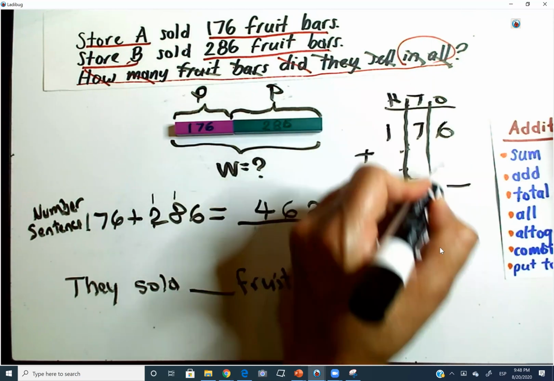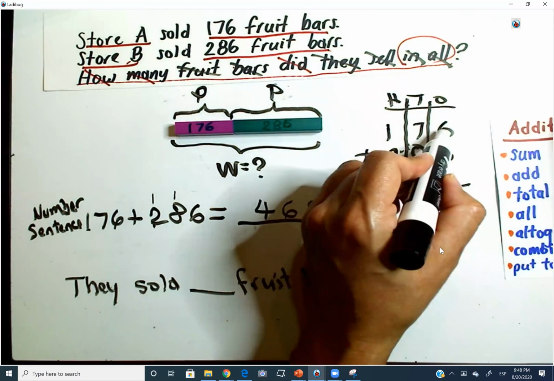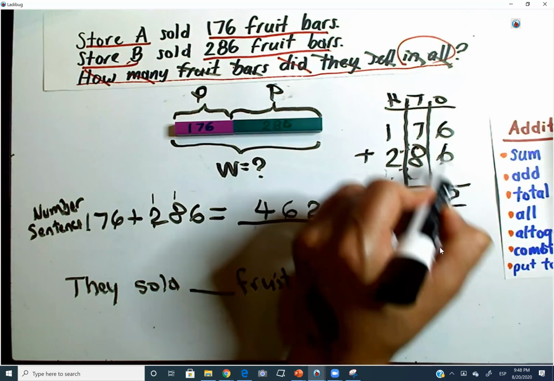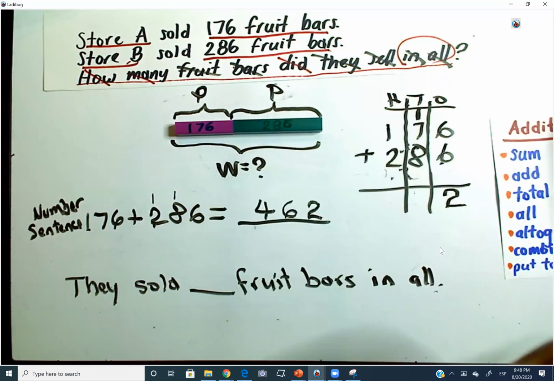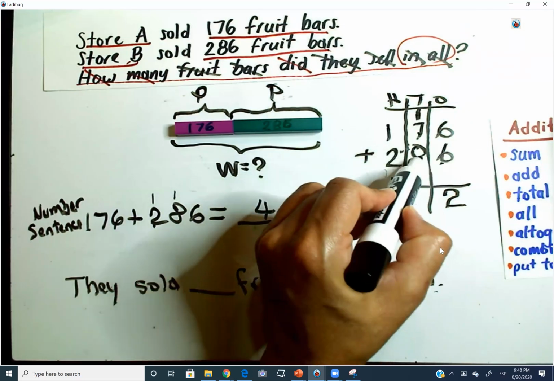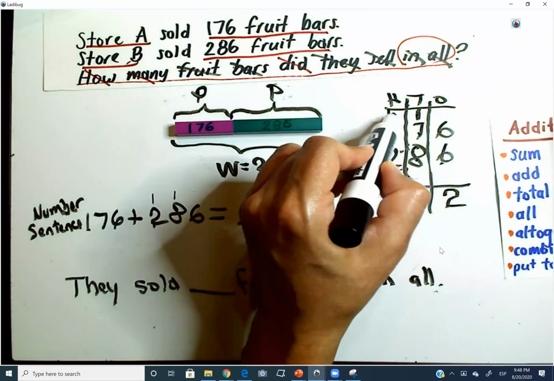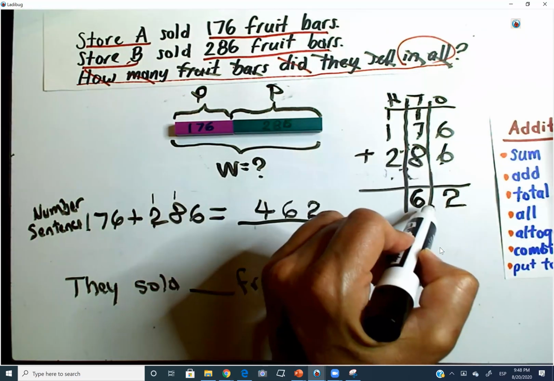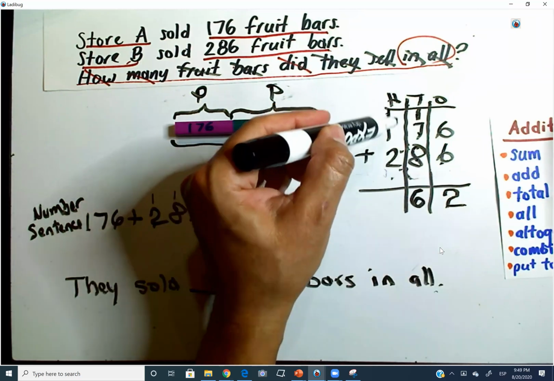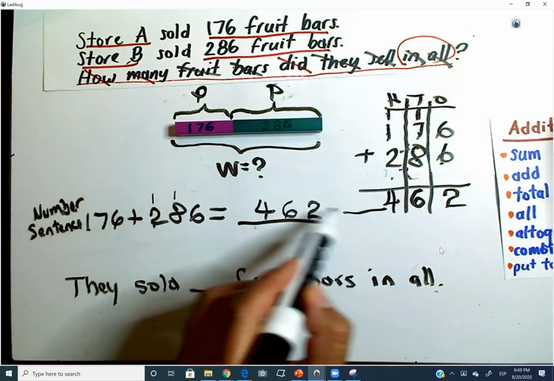176 plus 286. Now 6 plus 6 makes 12. The 2 in the ones and the 1 in the tens. Now 1 ten plus 7 tens is 8 tens, plus 8 tens is going to make 16. The 6 here and the 1 here, so it's still 16 tens. Now these 10 tens become 100. 100 plus 100, 200, plus 200, 400. So if you notice, my answer is the same.